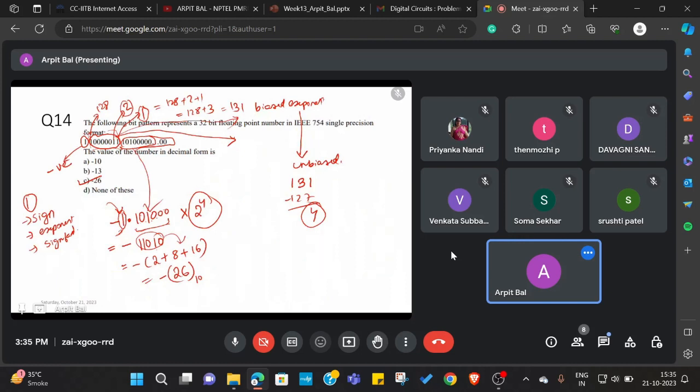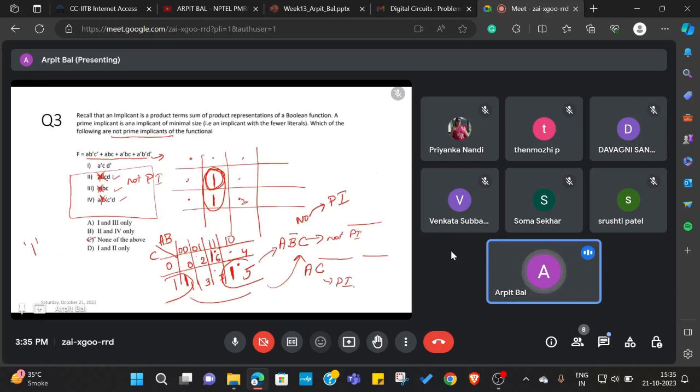Okay, so the next question is related to the IEEE single precision floating point format, and we did a similar question before as well. First you figure out whether the first bit is 1 or 0. If it is 1, it is a negative number. Next you take the 8 bits, which represent your biased exponent. You convert the biased one into the unbiased one by subtracting 127. Then the rest of the bits will form your significand. Here we obtain minus 26 by this process as the answer.